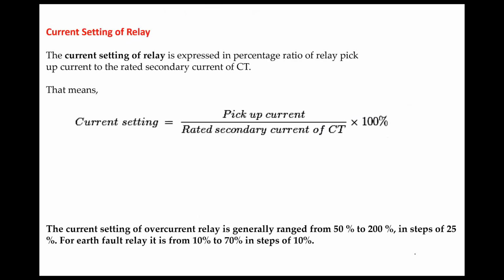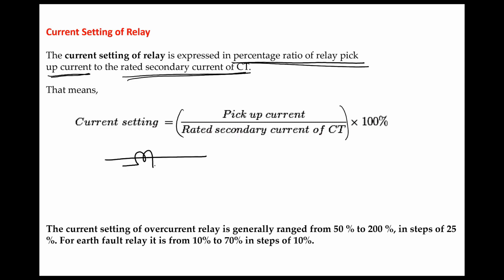So the next point is current setting of the relay. Current setting of the relay is expressed as a percentage ratio of relay pickup current to the rated CT secondary current. So current setting is given by, it's a percentage value, pickup current divided by rated CT secondary current into 100%.